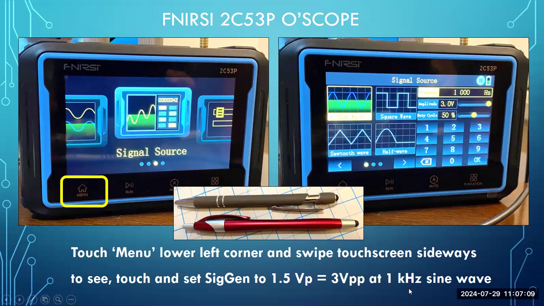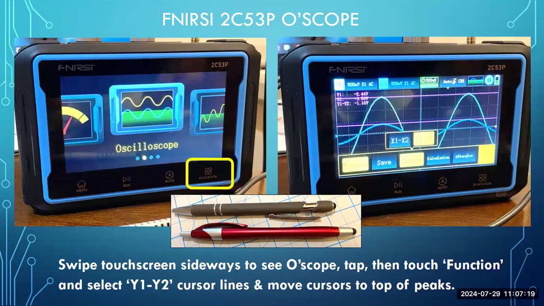which were the parameters that we had for the PicoScope, and the same parameters that we will have on our breadboard. All right, so next, swipe the touch screen sideways, go back to menu, and then swipe the screen left and right until you see Oscope. Once you see Oscope, you tap the Oscope logo, and then you touch the function button. Right down here is your function button.